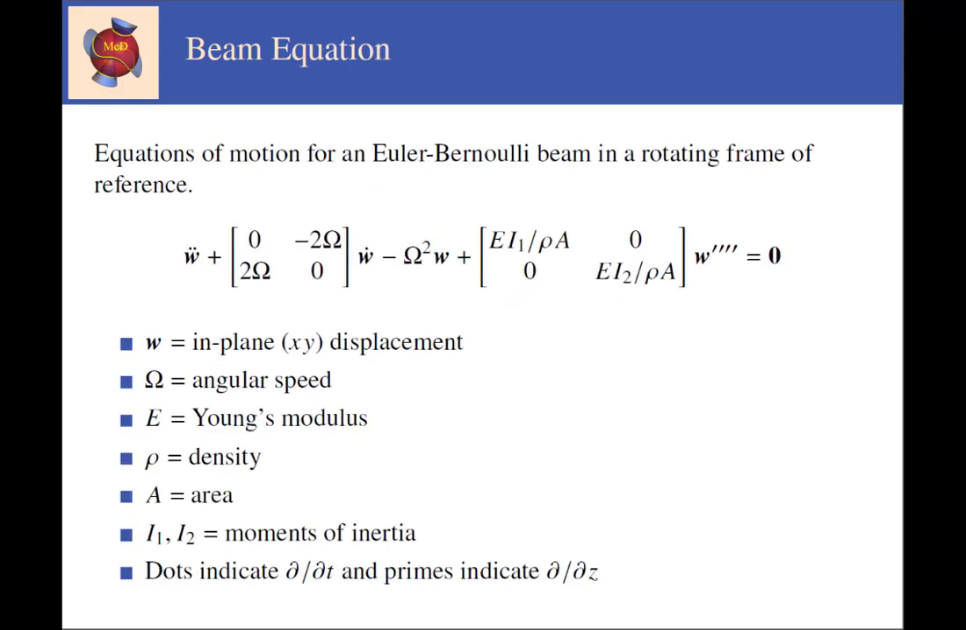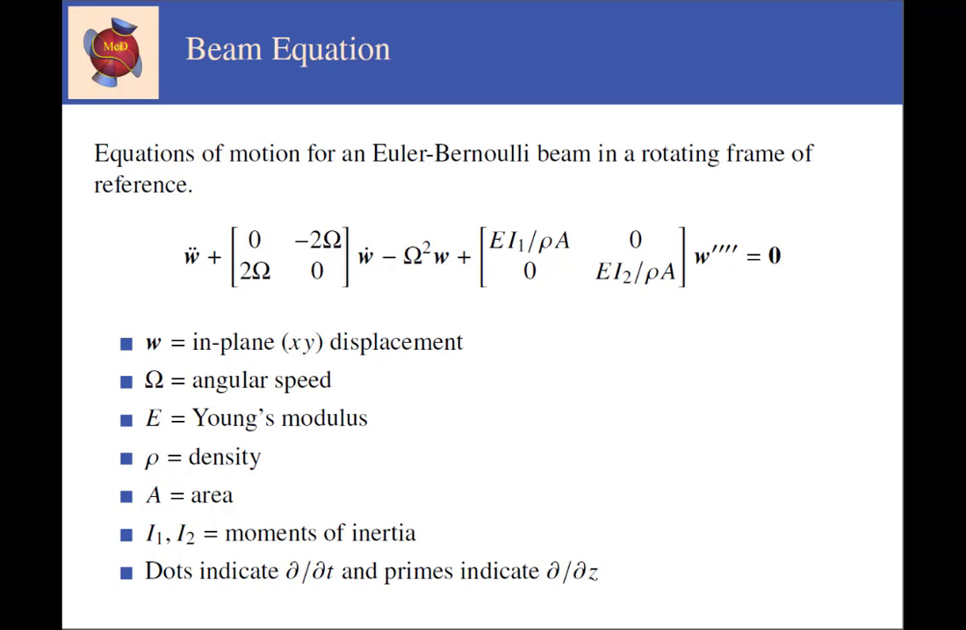The equations of motion are a system of two partial differential equations, or a single vector PDE. W is the displacement of the beam in the xy plane. So for a straight beam, the vector W is 0, the trivial solution. Omega is the angular speed of the beam. E is Young's modulus, which indicates how stiff the material is.